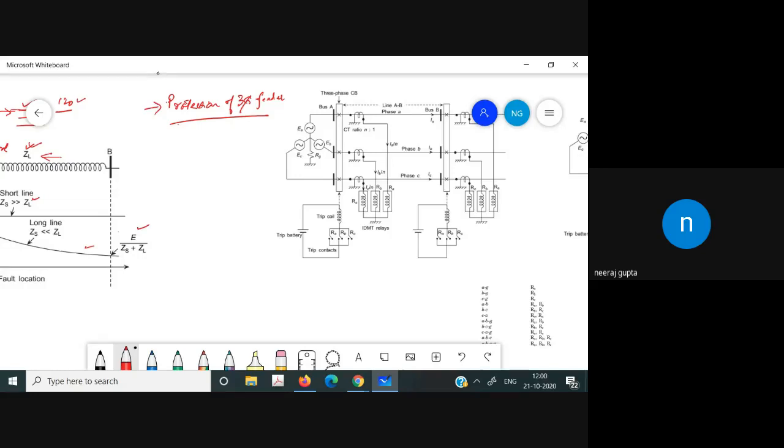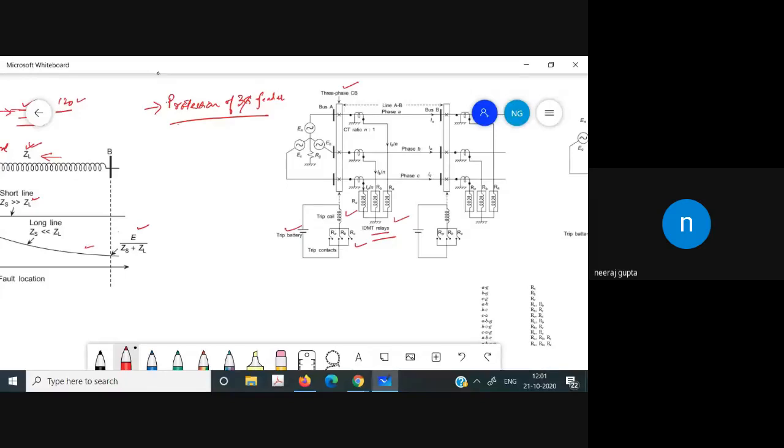So in this case, you will see that we have the three phases. These are connected in a star, and we have the three lines in this case. And the circuit breaker is connected to this. This is the relay trip coil, and this is actually the trip circuit of the relay. This is the trip battery, and these are actually the IDMT relays, which are used for that very purpose, for detecting whether the fault is there or not.